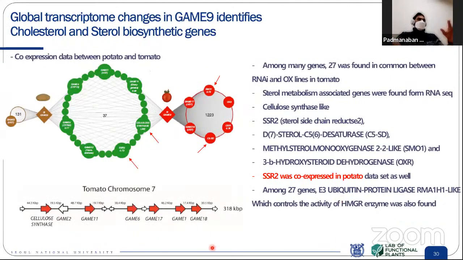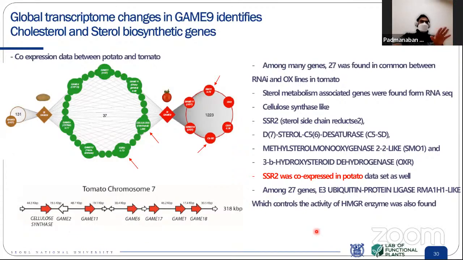So when they compare the co-expression data from potato and tomato, they find two important genes: the cellulose synthase-like domain and SSR2, and here the GS80 domain. When they match the localization on chromosome 7 of tomato, they find that the cellulose synthase-like gene is very much aligned with the GAME transcription factor family.